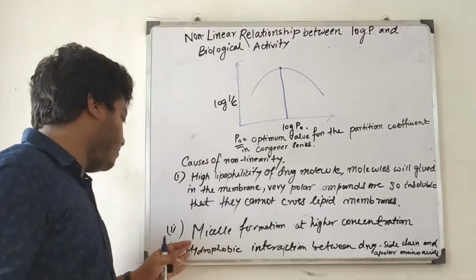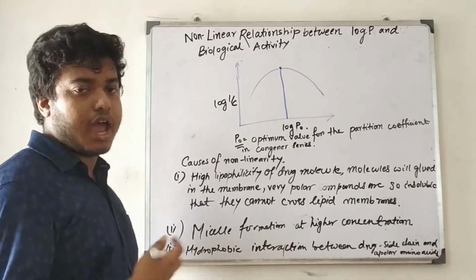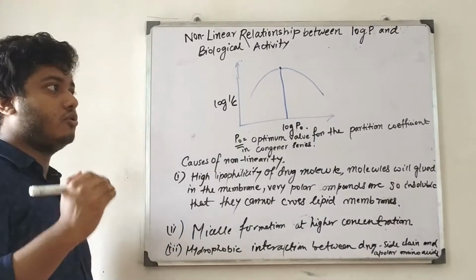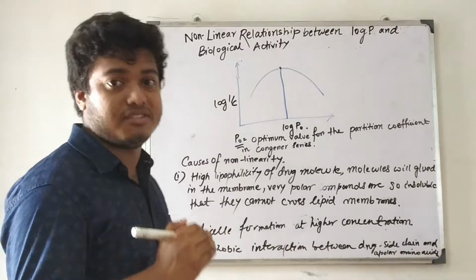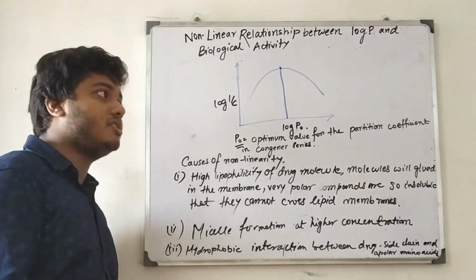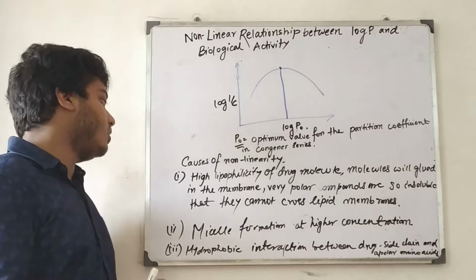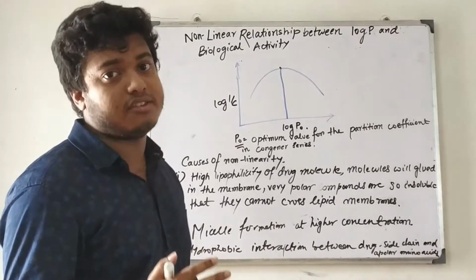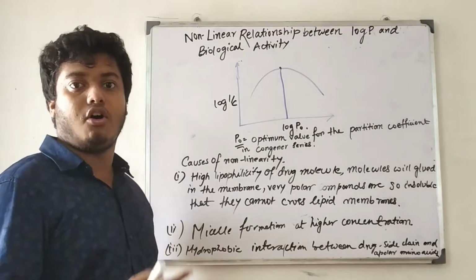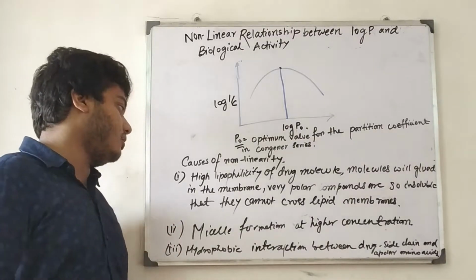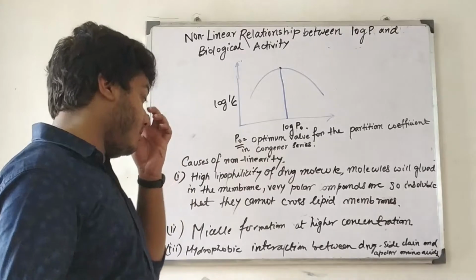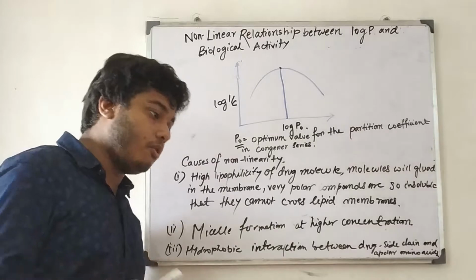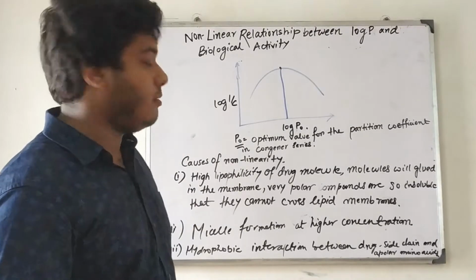Another feature is micellar formation at higher concentration and at a particular temperature, which is known as the critical micellar concentration, or the temperature at which micellar formation takes place. In that case, the drug, which is generally found in a monomeric form, forms dimers or oligomers. When that occurs, it is difficult to displace through the membranes, and they also cannot cross the membrane.